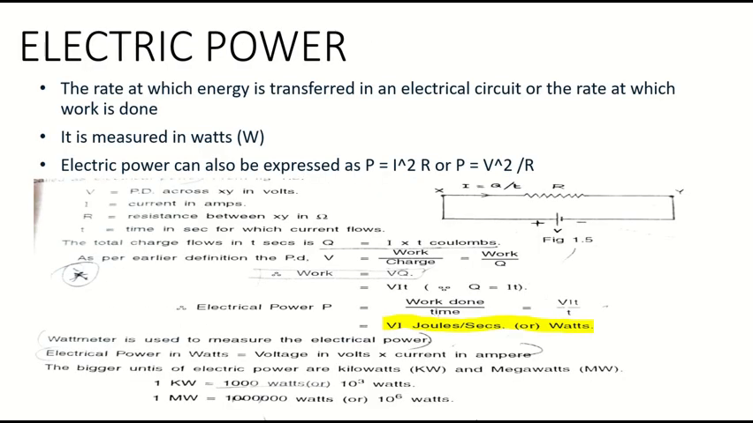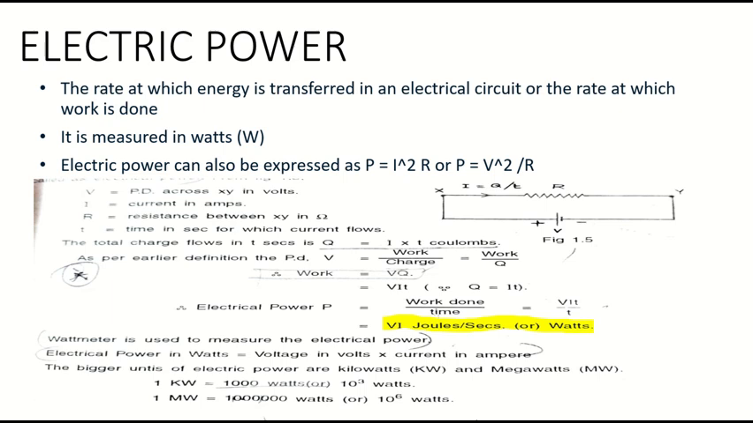And then next is electrical power. So electrical power refers to the rate at which work is done in an electrical circuit. For example, let's take this circuit. When we apply the voltage in a closed circuit, there will be a flow of electric current in the circuit. Now, when you apply voltage, there is some work done to move the electrons. So the work done, measured with respect to time, is known as electrical power.